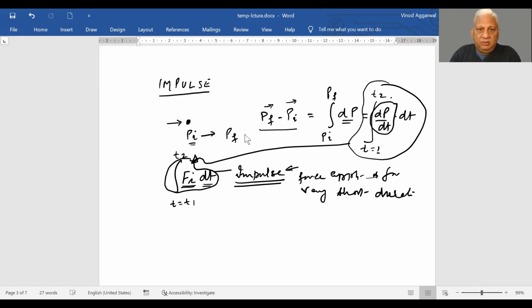What could be an example? The example could be you are hitting something with a hammer. You strike for a very short while. So this time is very short. All right.